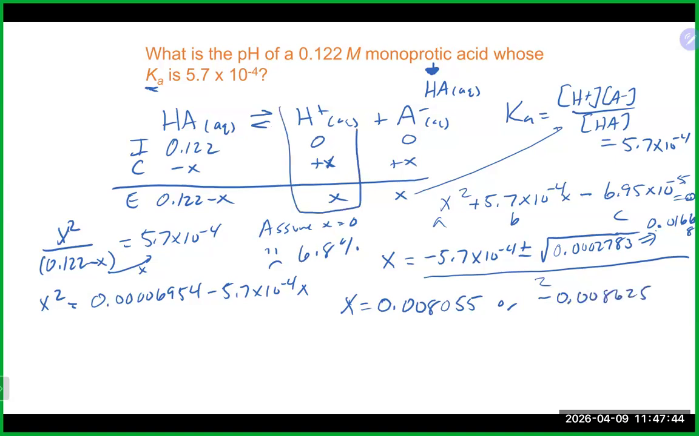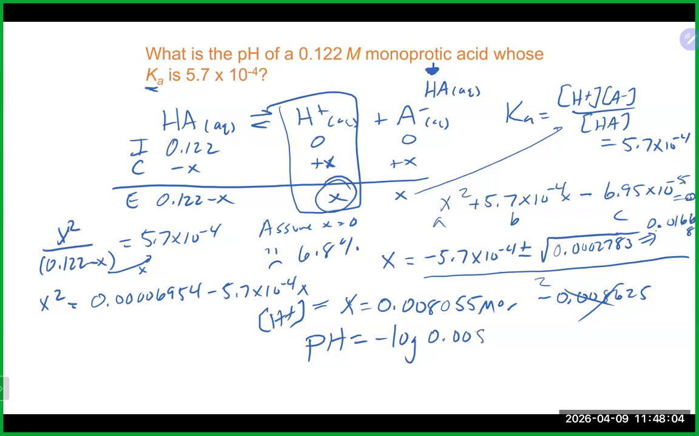Obviously here, since we're looking for the H plus concentration and equals X, our negative value here is not going to be a good choice. That would mean that this guy here should be our X value and also our H plus concentration. That means our pH is equal to minus the log of 0.008055. So minus the log of 0.008055. Yep, a little 209 action there. That's our pH.